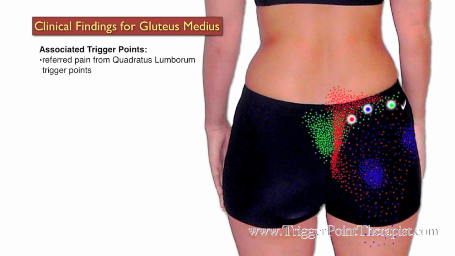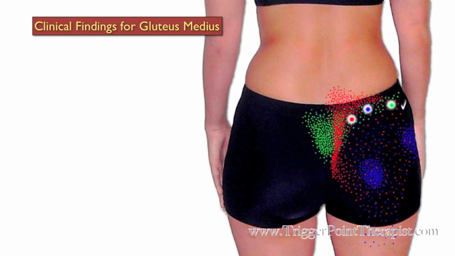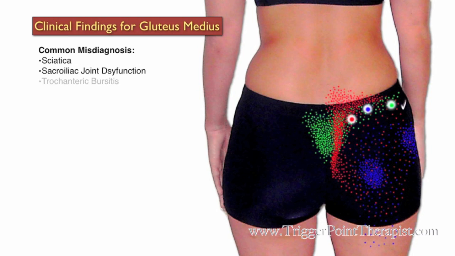The referred pain from active trigger points in the quadratus lumborum muscle will frequently activate gluteus medius trigger points, and piriformis and gluteus minimus trigger points are functionally related to the gluteus medius trigger points. Clients with active trigger points in the glute medius are commonly misdiagnosed with sciatica, SI joint dysfunction, and trochanteric bursitis.